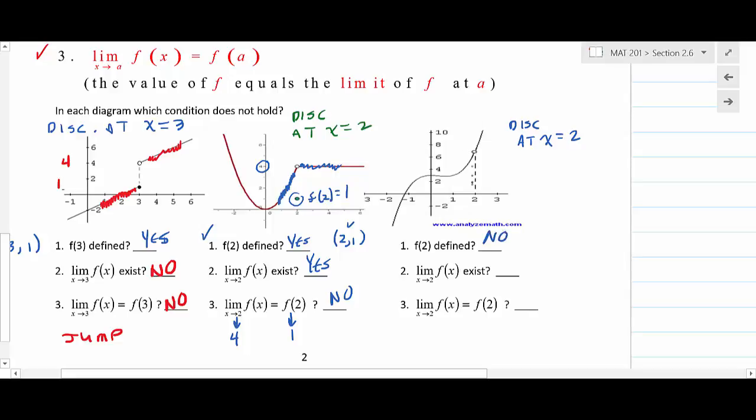There's no solid dot anywhere, so it's not defined. Does the limit exist? Well, let's take a look. Left-hand limit seems to be going to 6. Right-hand limit seems to also be closing in on a y value of 6. So yeah, that holds. But then the limit is not equal to the function value because the function value doesn't even exist.